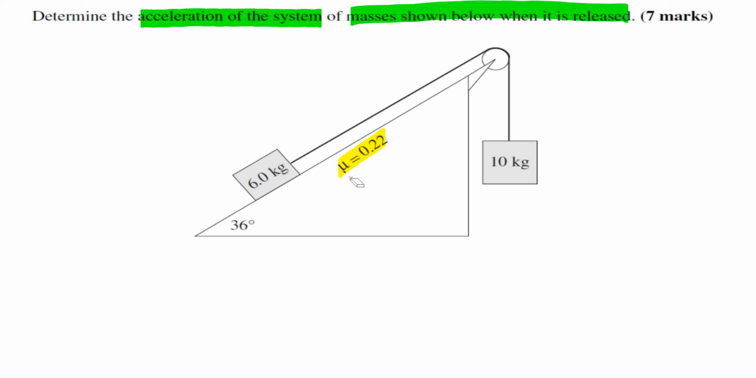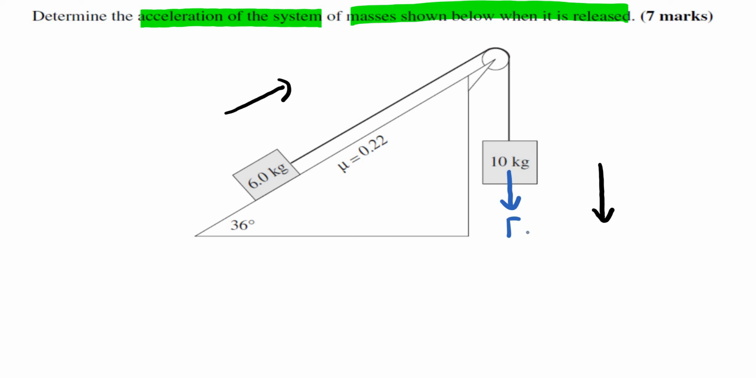Okay, so if the masses are being released, we always look at the heavier object, which is the 10 kilogram object. So the system is actually going in the downwards direction, and the 6 kilogram object on the incline is going up the incline. Okay, so that's what happens when the masses are released. Now let's go ahead and create a free body diagram.